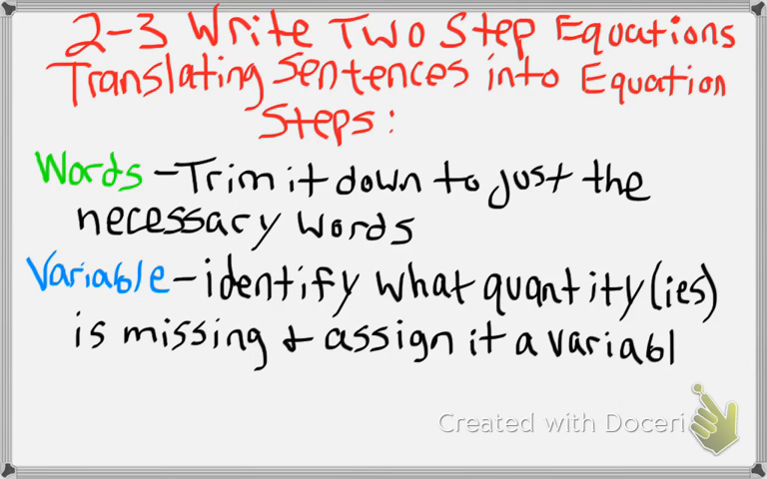All right, we're done with section 2. Now let's look at section 3. Section 3 is all about writing two-step equations. In this section, there were two main skills we talked about. We talked about translating sentences into equations, and here are the steps that I gave you from those notes. Essentially, trim it down to what you need, identify what's missing, and make that your variable. And so then your variable will be a letter somewhere in your equation.